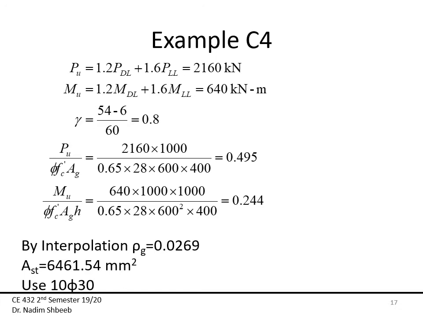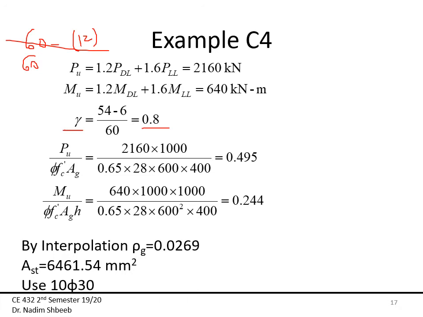So first of all, I need to figure out what type of interaction diagram I want to use. So for that, I need to figure out what gamma is. Okay, now gamma is going to be, again, H is 60, and we take from it 12, divide that now by 60, and you will get gamma equal to 0.8. So now I need a figure in which gamma is equal to 0.8. I need F prime C to be 28, and I need Fy to be 420. So that's the interaction diagram that I need.